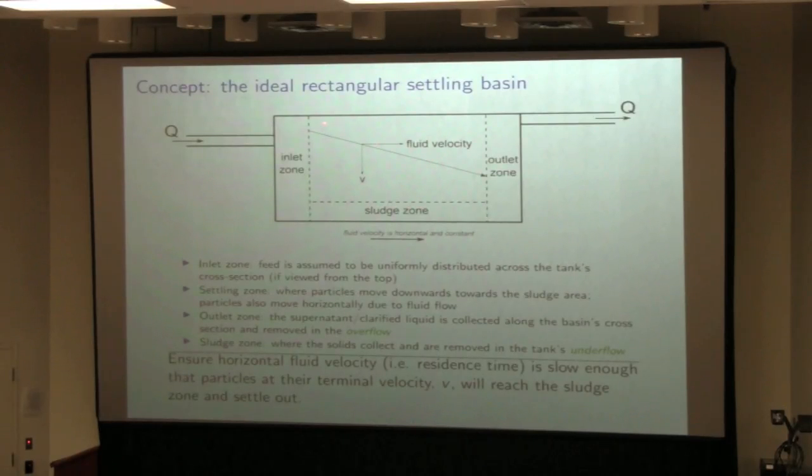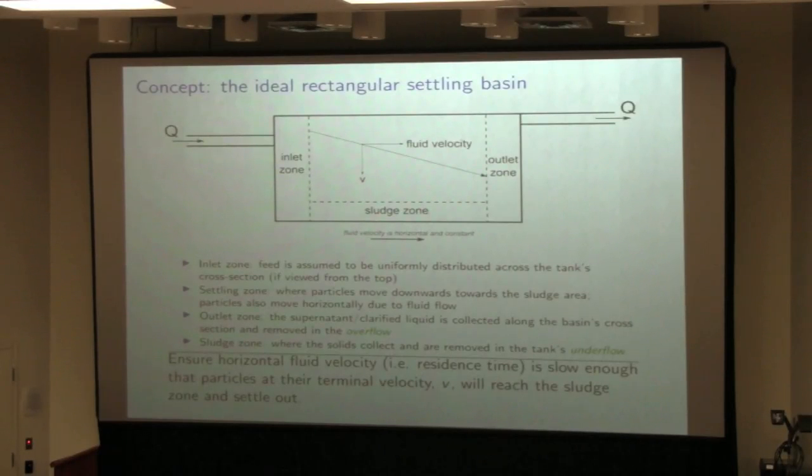And the key point with the rectangular tank is that we've got the terminal settling velocity of the particles down, so we have a vector in the downward direction, but the fluid is moving in the horizontal direction. So the particles will settle at this diagonal rate, and the angle of the line is a function of the particle's size in the settling zone. And what we hope for is that terminal settling velocity is faster than the horizontal fluid velocity, so that the vector component lets that particle land up in the sludge zone before the exit.